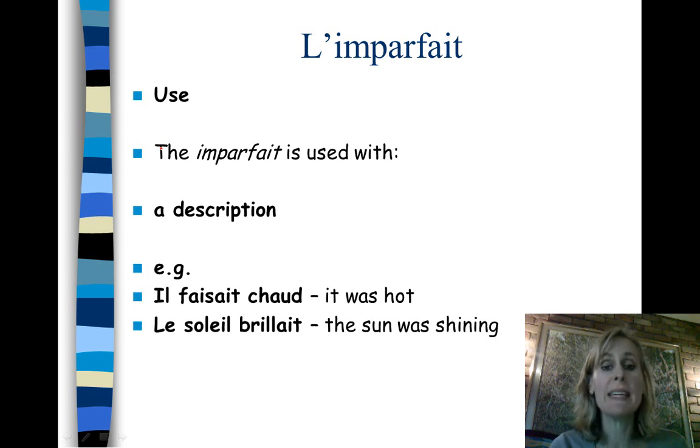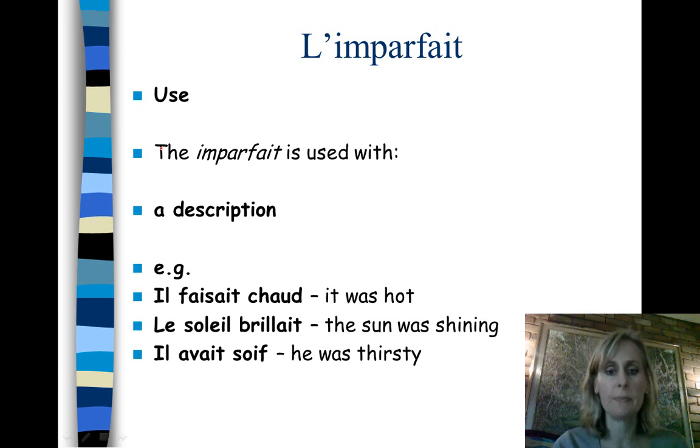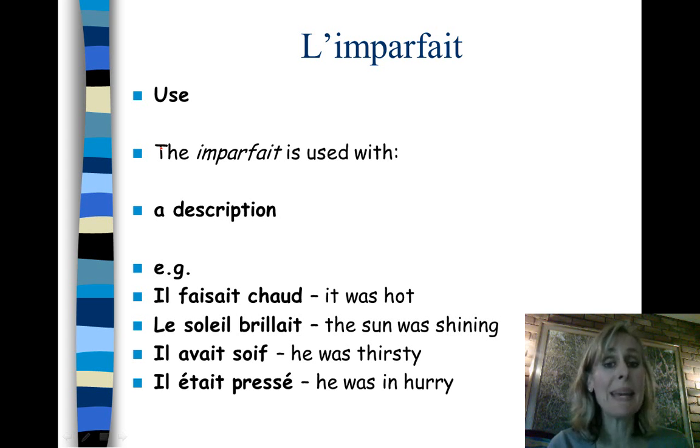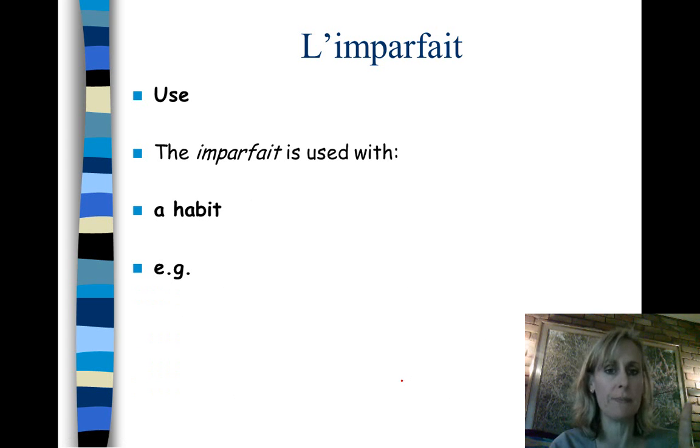Le soleil brillait. The sun was shining. It's a description, and it's also an incompleted action. It's something that's going on and not ending. The sun doesn't stop shining. Il avait soif. He was thirsty. We're describing him. Il était pressé. He was in a hurry. Forgot the little "a" there, didn't I? He was in a hurry. So we're describing him, describing things. So that's the first use, the description.